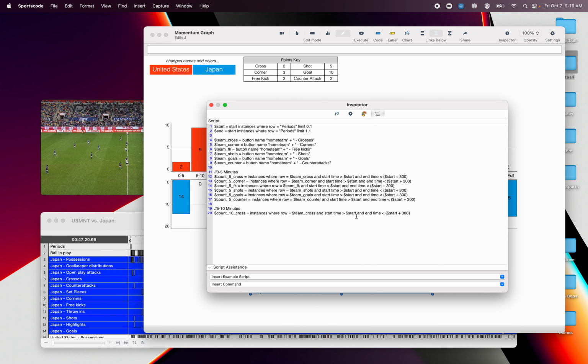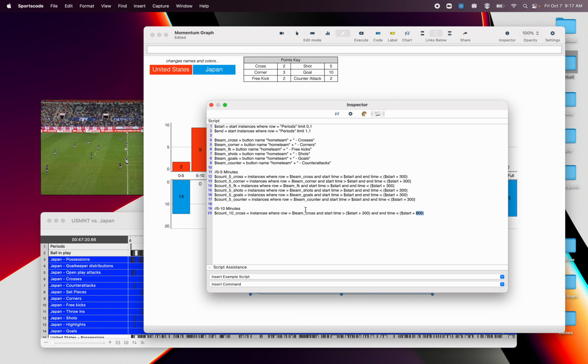Now we want to start from 5 minutes. So I'm just going to copy this, take that, and put that here. So we're copying from the start of 5 minutes, or the start time of this first period plus 300 seconds. And the end time is now going to be 10 minutes. Now 10 times 60 is 600, so that's what we're going to be putting, and that's 10 minutes.